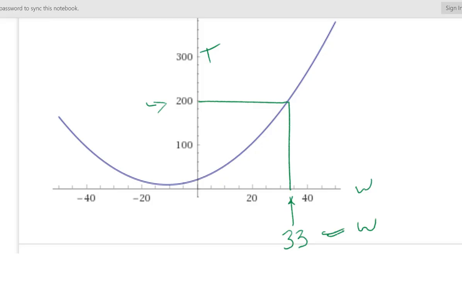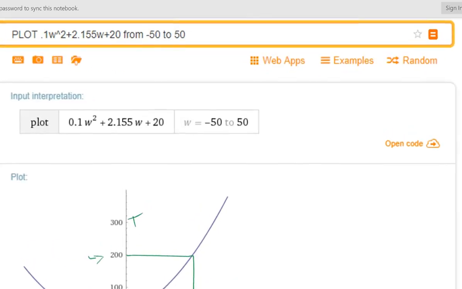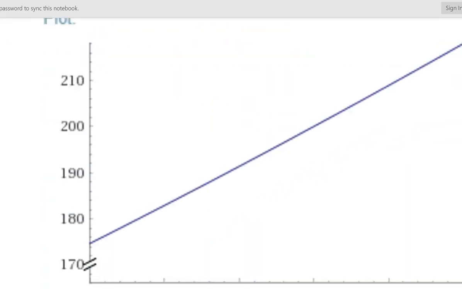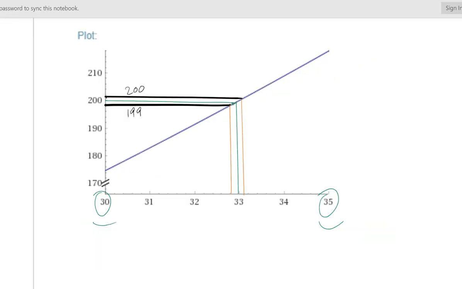So if you look, we need a little better, more precise graph. What I did was in the original graph, I graphed it from negative 50 to 50 on the x-axis. So this is 50 over here, and this is negative 50 there. But I subsequently graphed it a lot more precisely from 30 to 35. So once you realize that 33 is about 200, then you can make the domain a little more precise. So I'm going to draw what's going on. So that's the scenario right here.